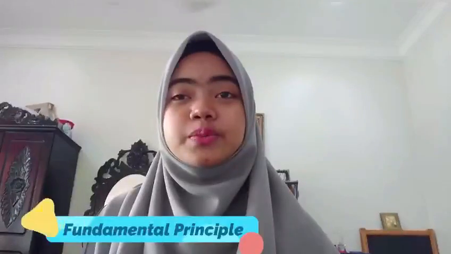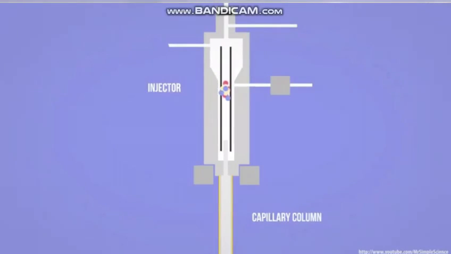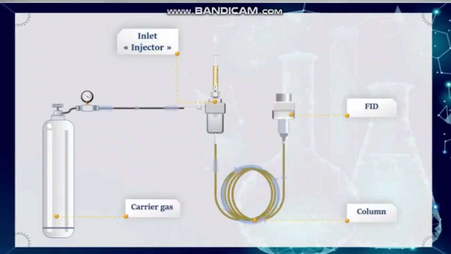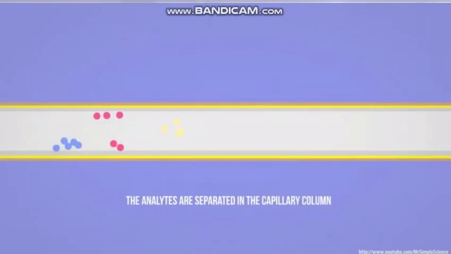The GC instrument has 5 essential components. First, an injection port is used to introduce the sample into the instrument. Next, a heating chamber vaporizes the sample and mixes it with an inert gas. The inert gas, such as helium, nitrogen, and argon, carries the vaporized sample through the system.